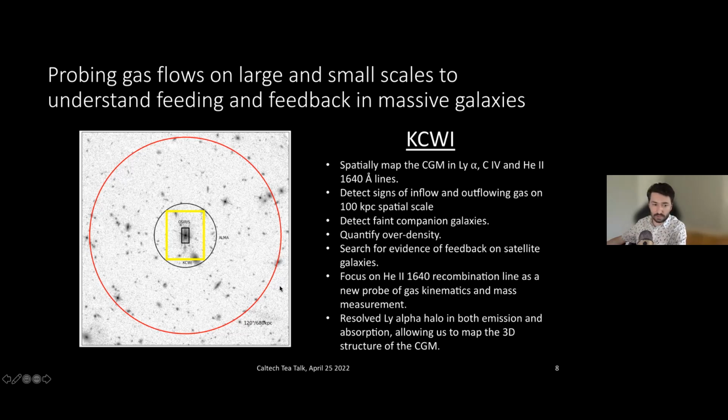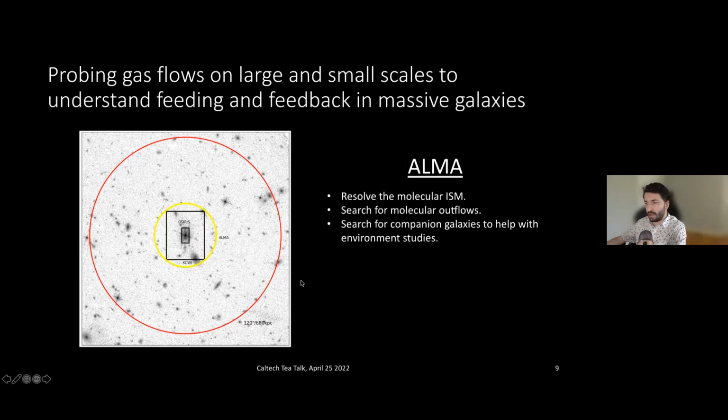And so that was an interesting result that I'm going to share with you in a second here. And on similar scales to KCWI, we've also obtained ALMA observations, which is an interferometer that can study the molecular interstellar medium at relatively high spatial resolution, somewhat similar to what we can obtain with OSIRIS.